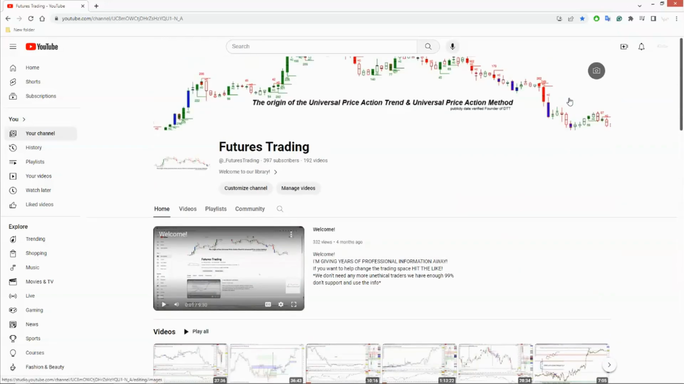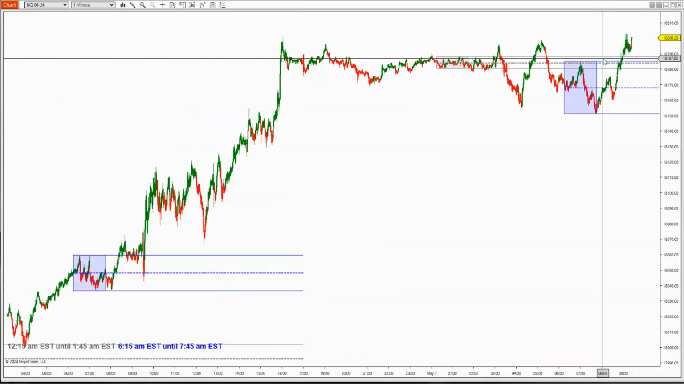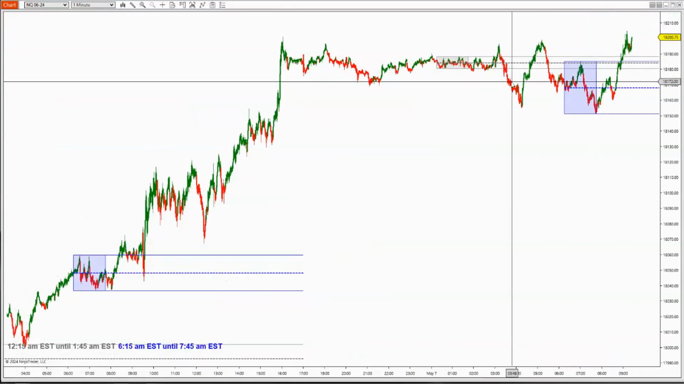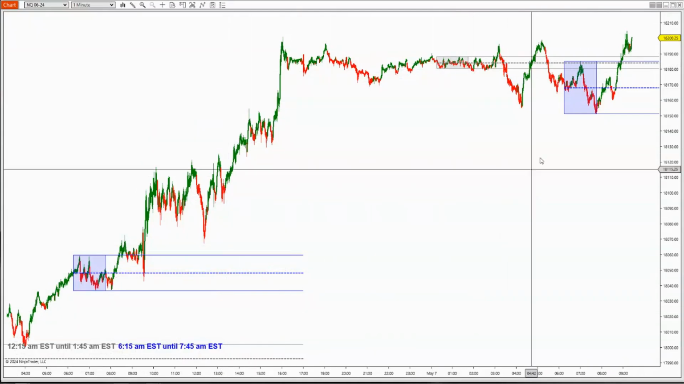All right, so let's dive into it because I want to try to catch this 9:30 with you. Right now it's like 9:23, so I want to catch that with you. Let's go ahead and get into it. We got like 6 minutes here. All right, so here's some ranges.